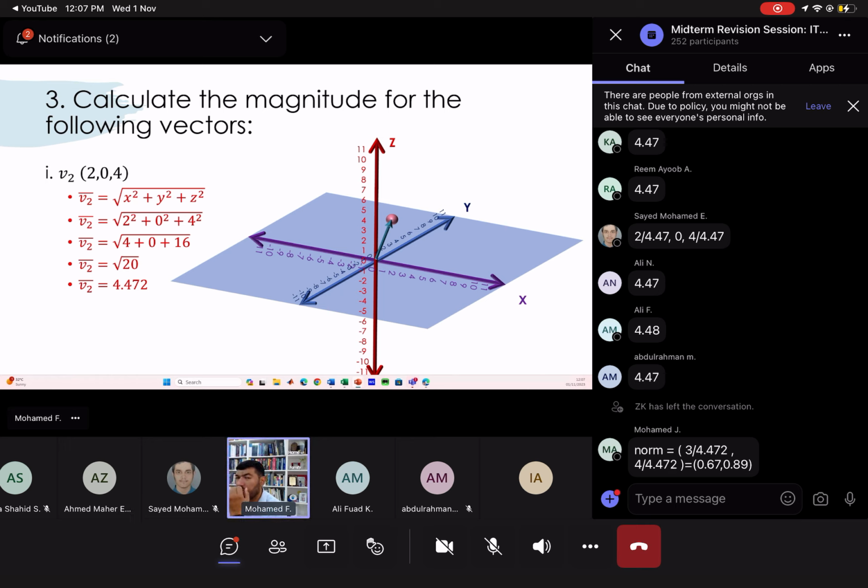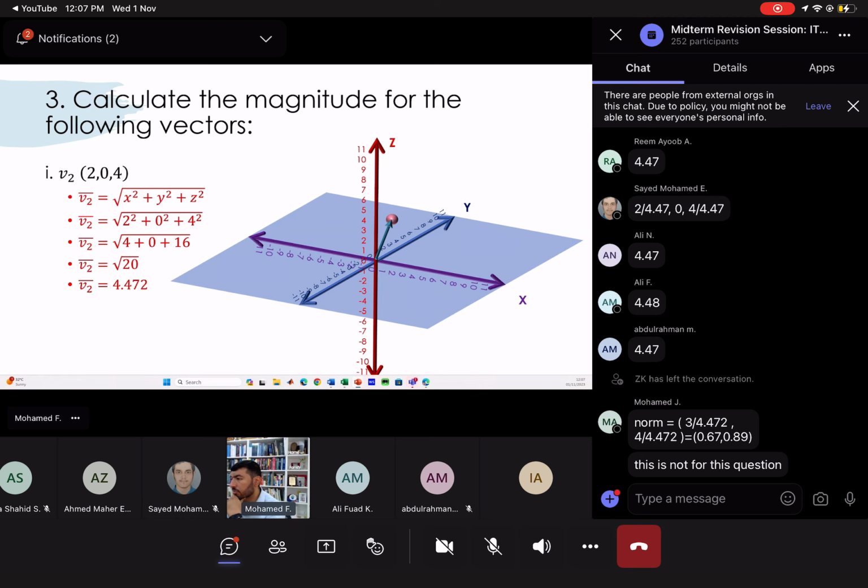Did I say 3? No, in the chat it's written 3. Nobody has written 3 in the chat. Yeah, it's by mistake, this is Muhammad Jassim. It's not a 3, it's 2 over 4.47, then 0, and the last one is the following. So you must not forget the 0 as well. Okay.